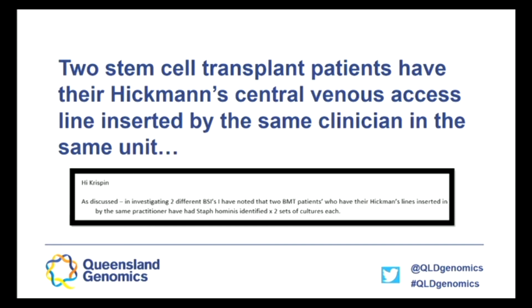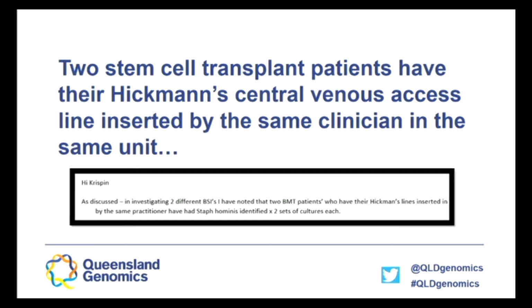And this is another example from this year. We have Queensland's largest, one of Australia's largest allogeneic stem cell transplant units at Royal Brisbane Hospital. Incredibly vulnerable group of patients who are at probably higher risk of dying from bloodstream infection than any other population. Two, within days of each other, had a Hickman's line, the tunnelled central line that goes in up here, inserted by the same interventional radiologist in the same unit.